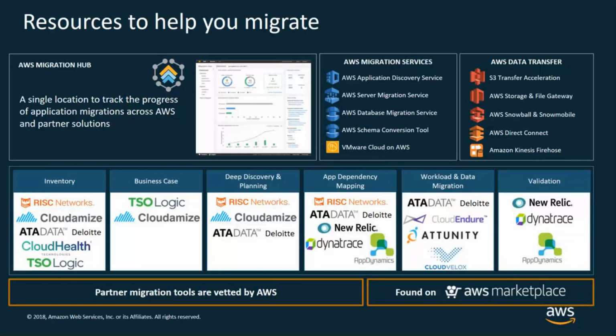These are all AWS vetted partner solutions that customers have found useful throughout the different stages of migration, and are offered through AWS Marketplace at pre-negotiated discounts. So we encourage you to take a look on Marketplace for additional information on those solutions.